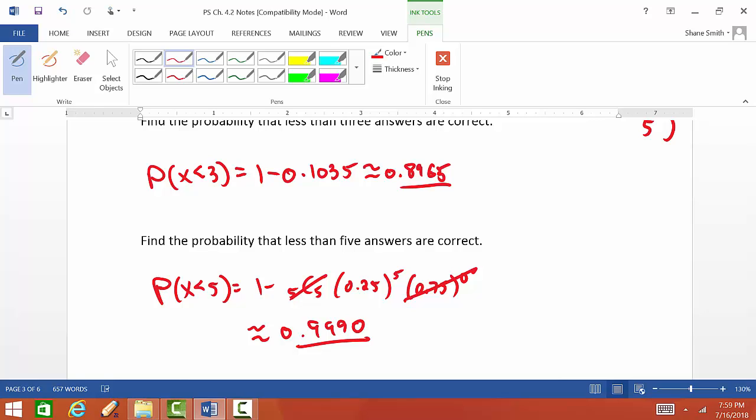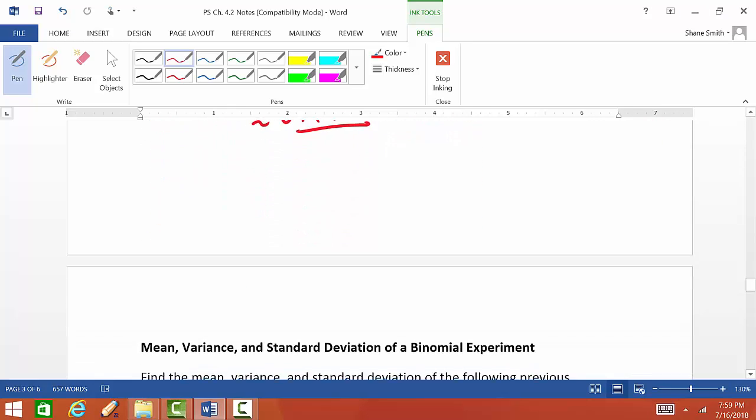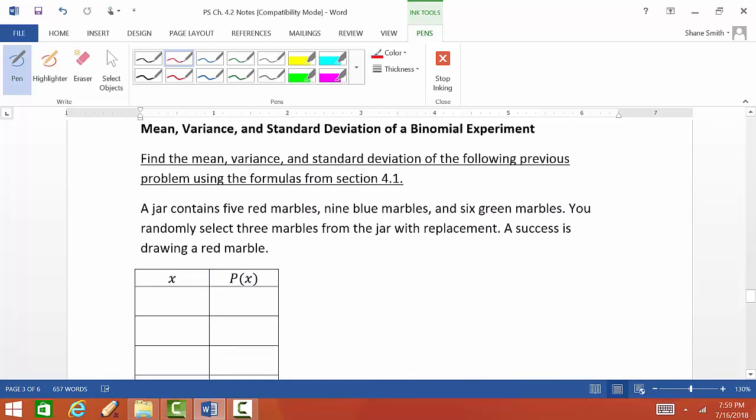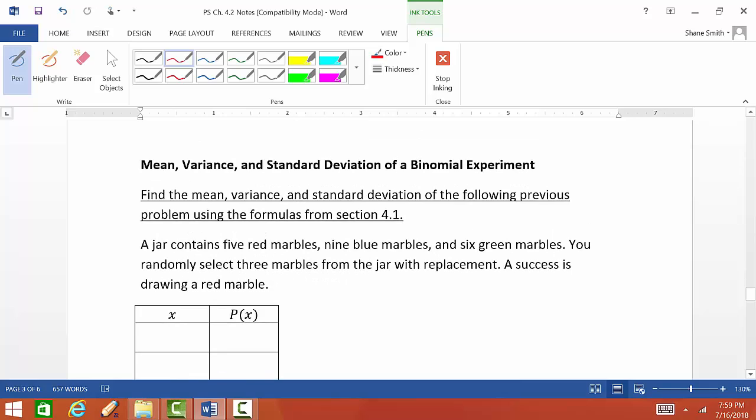Okay, and that's basically using the binomial probability formula to find probabilities in a binomial experiment. Right? Now, I hate to make this video longer, but there's a couple more things that I want to talk about regarding a binomial experiment. So in a binomial experiment, there's also mean, variance, and standard deviation. Now, don't panic here, because this isn't really as hard as you might think it is.